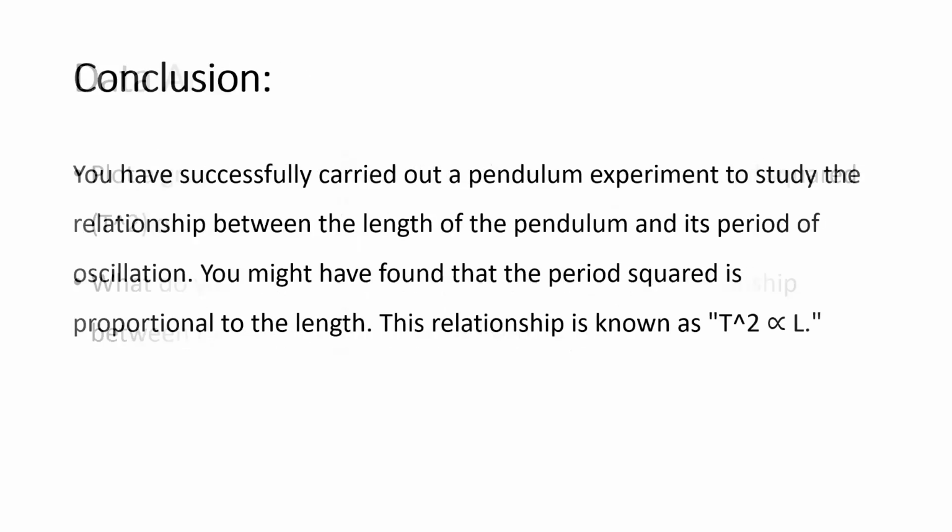Conclusion. In conclusion, you have successfully carried out a pendulum experiment to study the relationship between the length of the pendulum and its period of oscillation. You might have found that the period squared is proportional to the length. This relationship is known as T squared is proportional to L.